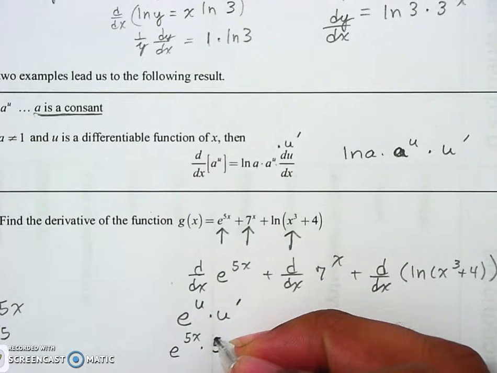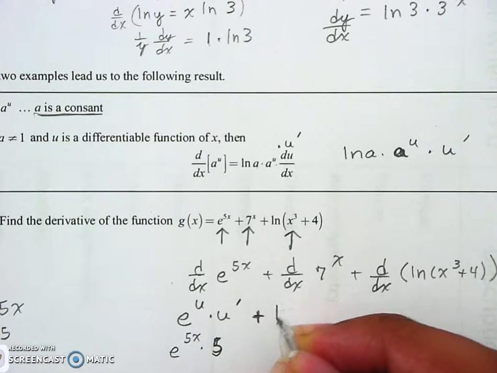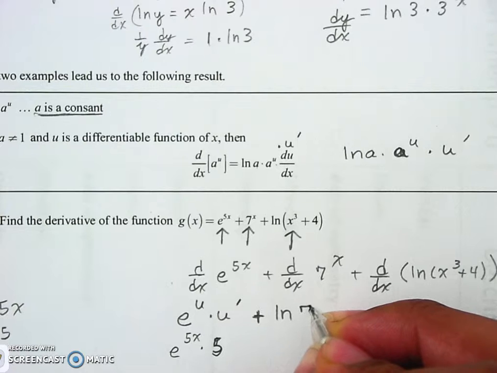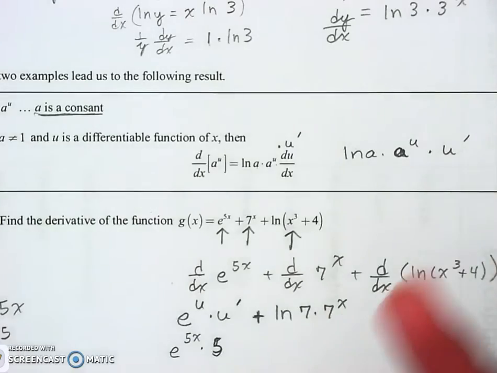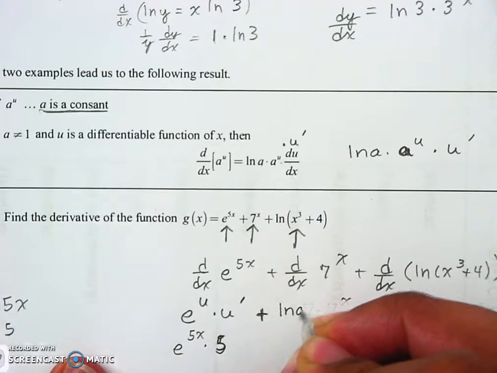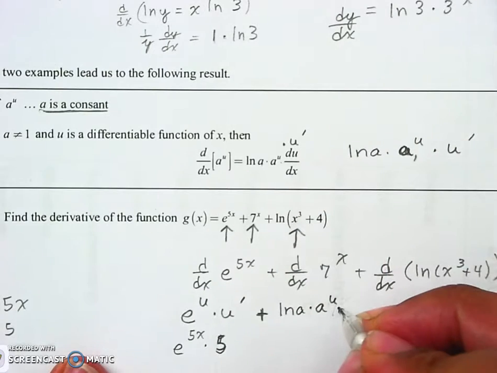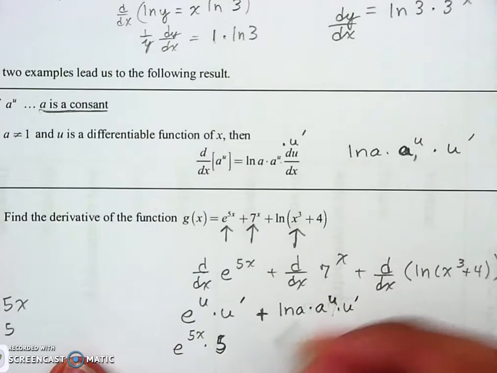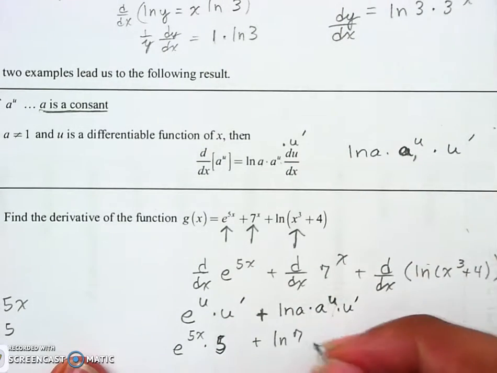For this second portion here, automatically we know that's going to be the natural log of 7 times 7 to the x power times u prime. Let's write it out in formula form. So here we know that's going to be natural log 7 times 7 to the x times 1, because the derivative of x is 1.